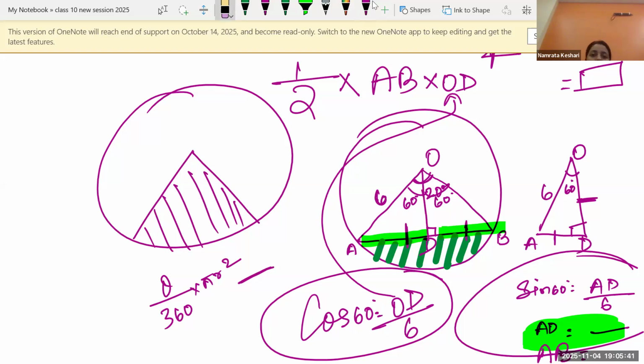Is it making sense to all of you? Yes, ma'am. Okay, and then you can do the subtraction to get the area of the segment.